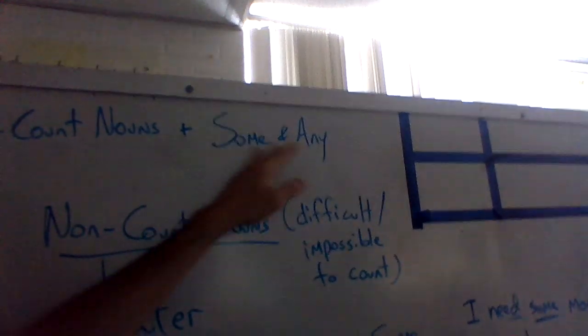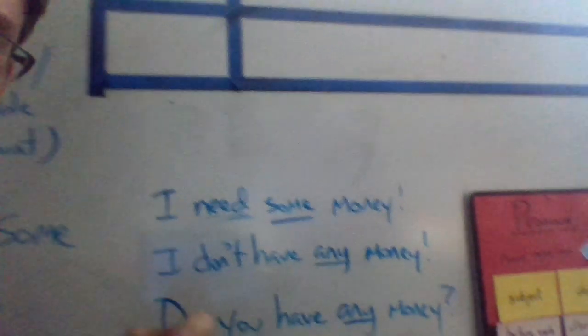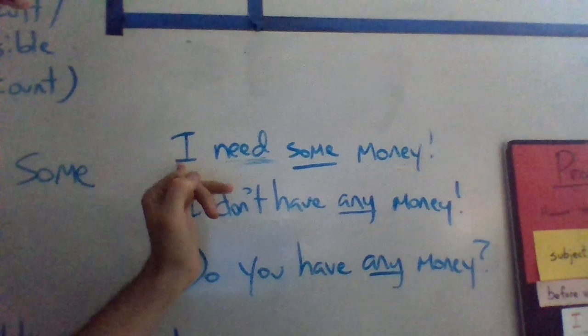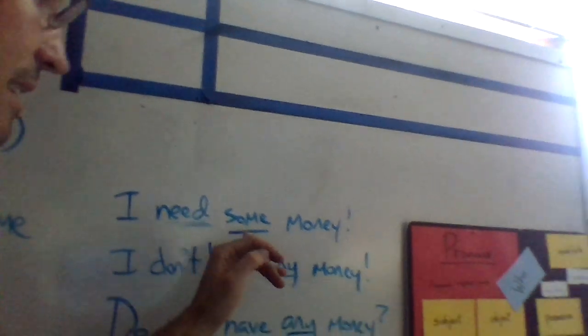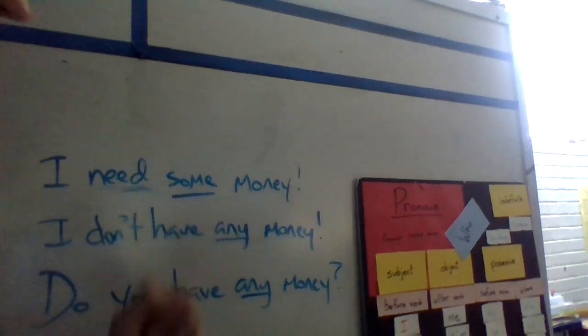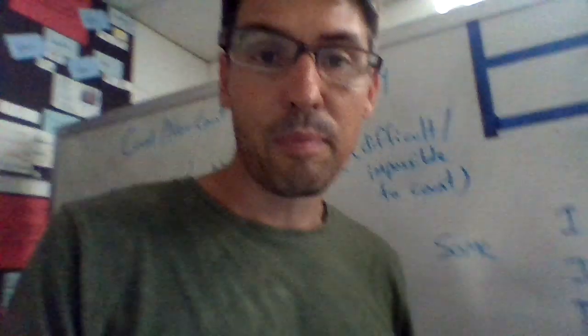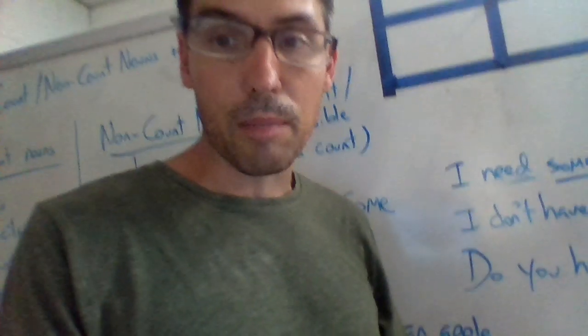I want to talk about the difference between some and any. Some and any. So if you look over here, I've written some sentences for you. This one says, I need some money. Can you relate? I need some money too. I'll give you my address at the end of this video. You can send me your money. I need some money. So we use the word some if it's affirmative or if it's positive.